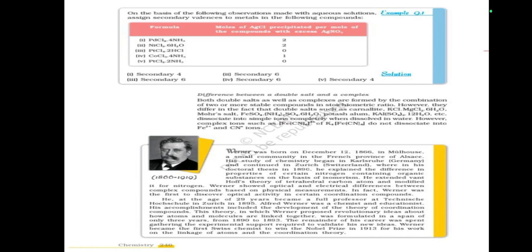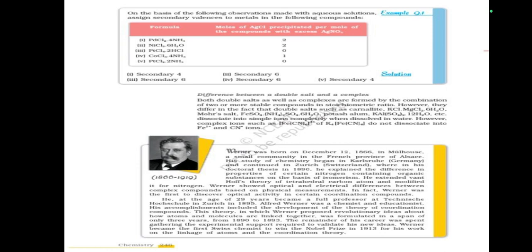Difference between a double salt and a complex. Both double salts as well as complexes are formed by the combination of two or more stable compounds in stoichiometric ratio. However, they differ in that double salts such as carnallite, KCl.MgCl2.6H2O, Mohr's salt, FeSO4.(NH4)2SO4.6H2O, and potash alum, KAl(SO4)2.12H2O, dissociate into simple ions completely when dissolved in water.